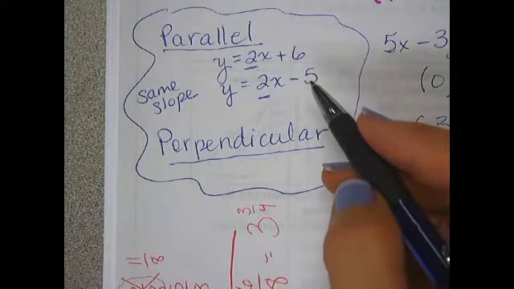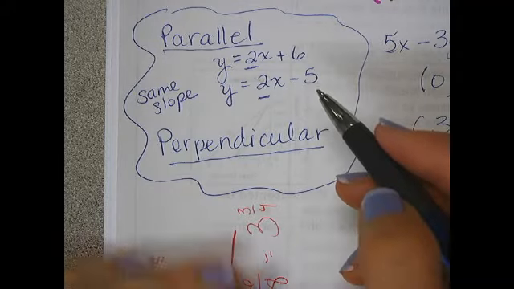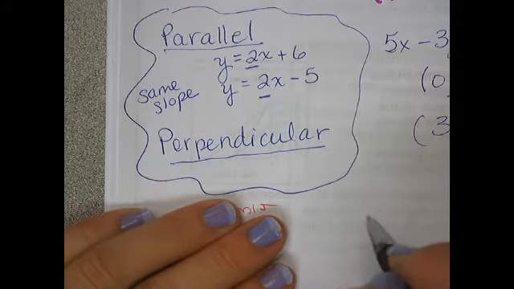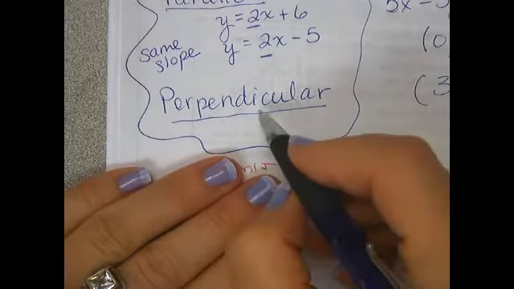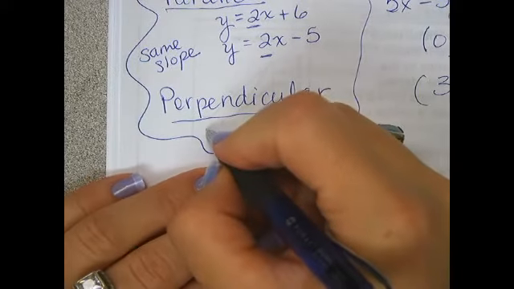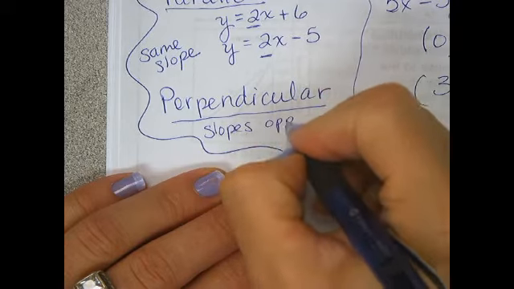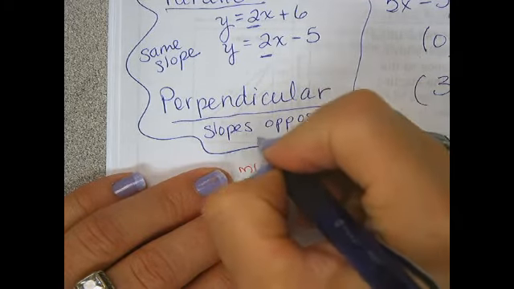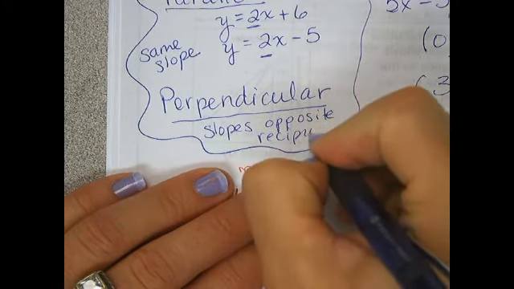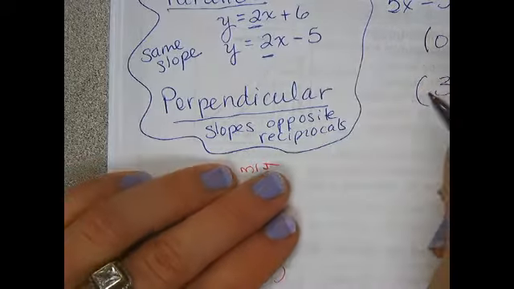Why do they have to have different intercepts? Because if they didn't have different intercepts, they'd be exactly the same line and therefore not parallel. They'd be intersecting at infinitely many points. And perpendicular lines have slopes that are opposite reciprocals.